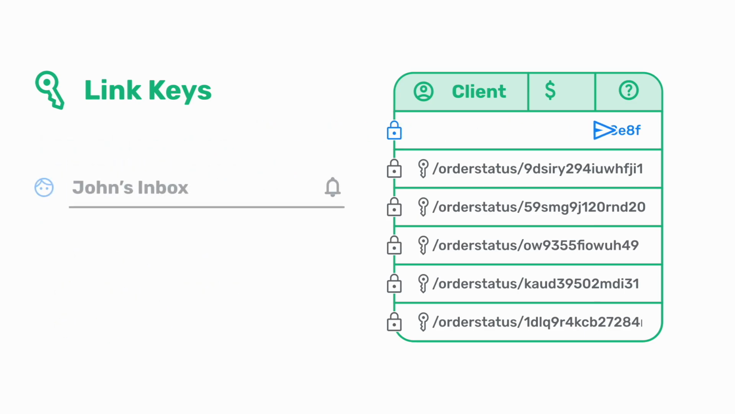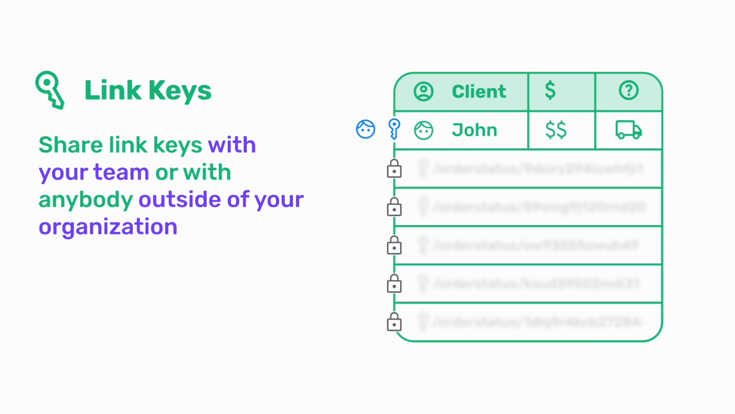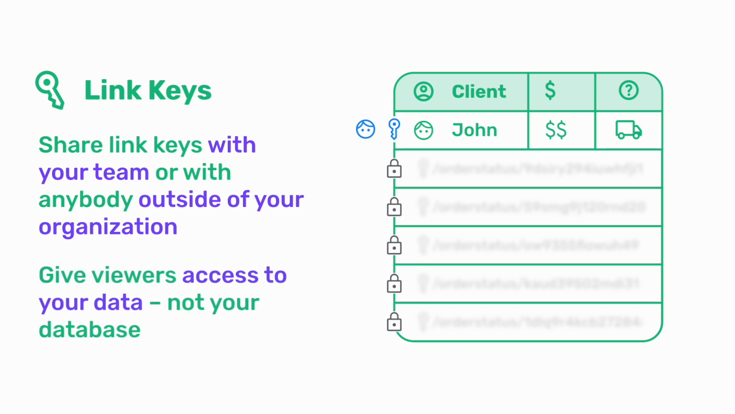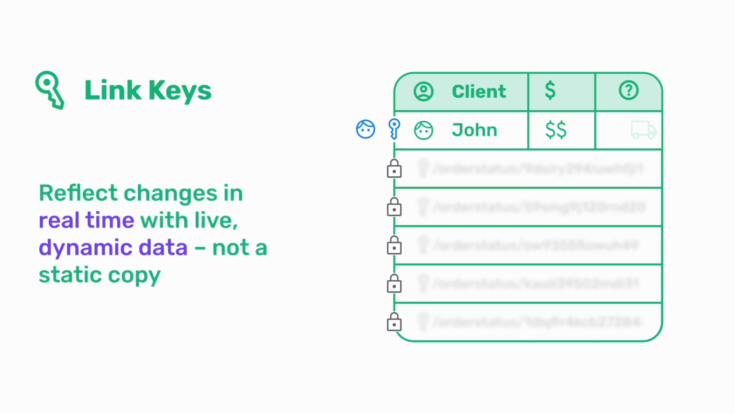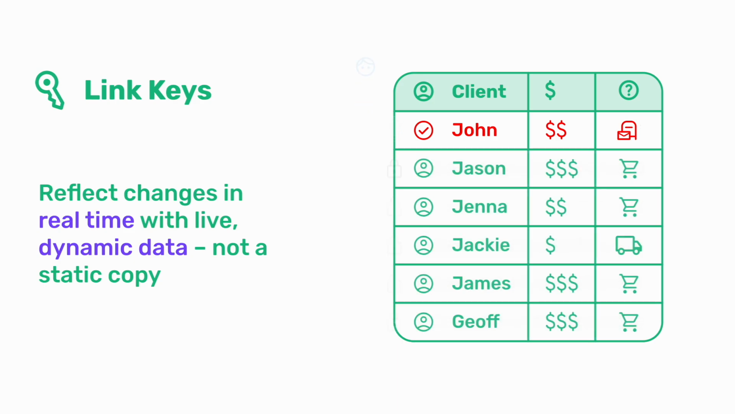Link keys can be shared with anybody, whether or not they're a Grist user or a member of your team. When someone opens a link key, they only see the record associated with that specific key, nothing else. Link keys show live dynamic data as it appears in your database. Changes update in real time, so viewers can see new information as soon as you do. No follow-ups or new data exports required.